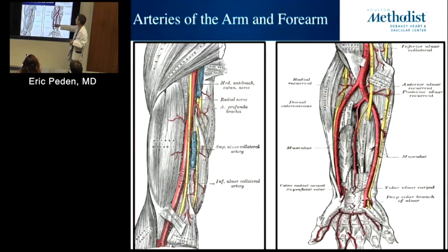So then coming down and splitting into the radial and ulnar, and interosseous coming off one of the two. More commonly the ulnar, but it can come off of the radial as well. And then continuing on down to the wrist. So the dominant flow to the hand, which one? Radial, ulnar, for most people. Radial, ulnar, interosseous artery.